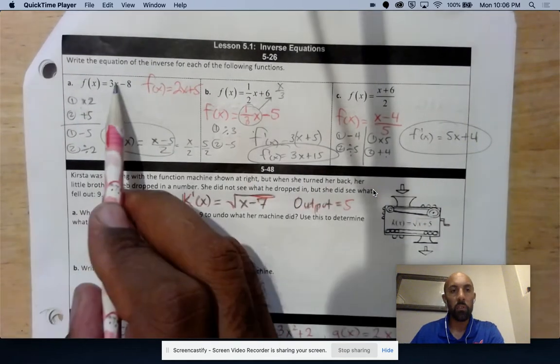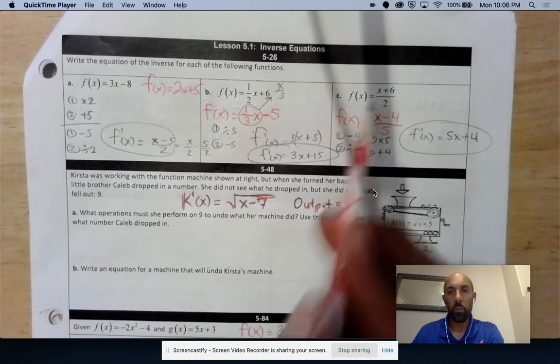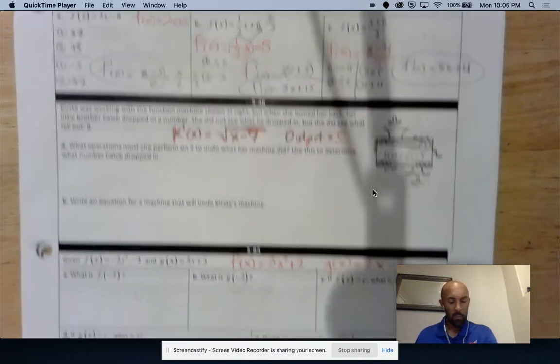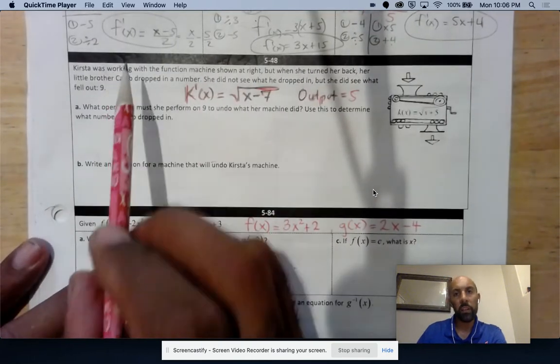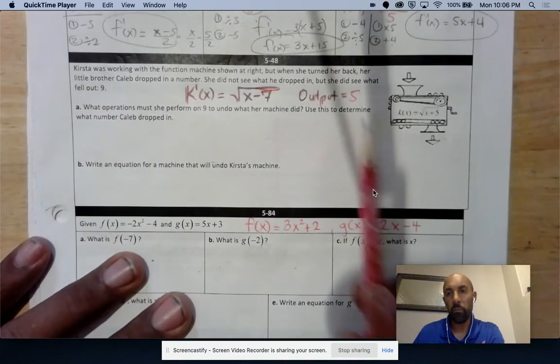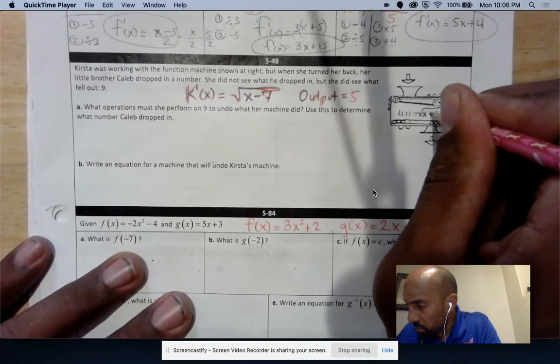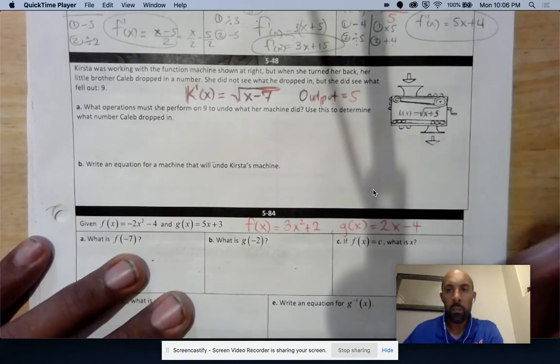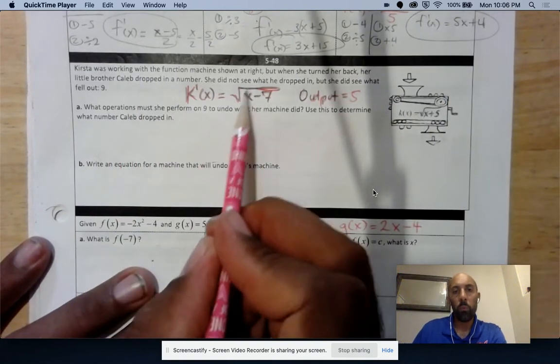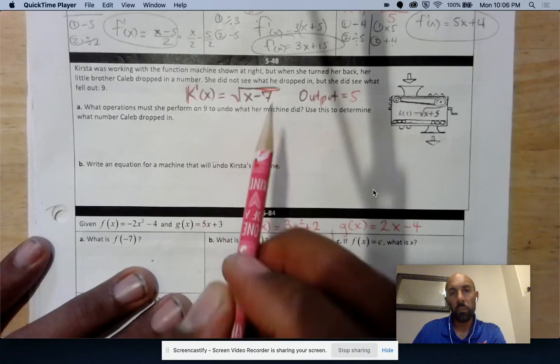Okay, so again, for all these, you're going to do the same thing, but with the function that you've been given. Okay, so now we got this situation dealing with function machines again. And by the way, for your problem, this is the square root of x plus 5, in case you can't see that. But again, we're going to use the square root of x minus 7.